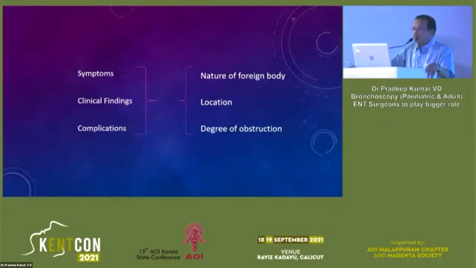The symptoms, clinical findings, and complications all depend on the nature of the foreign body, whether it is vegetative, inert or metallic; the location, whether it's in the trachea, the larynx or the bronchus; and the degree of obstruction, whether it is partial or complete.